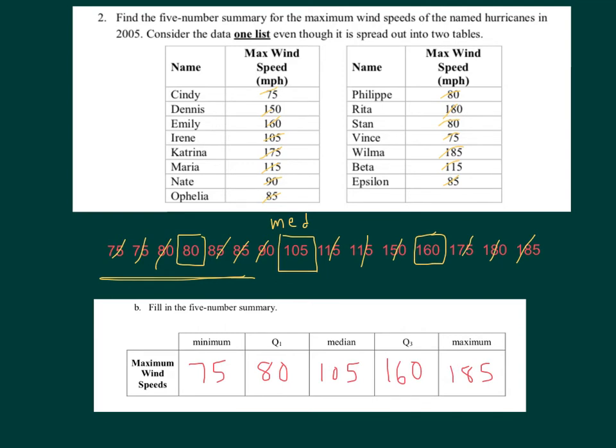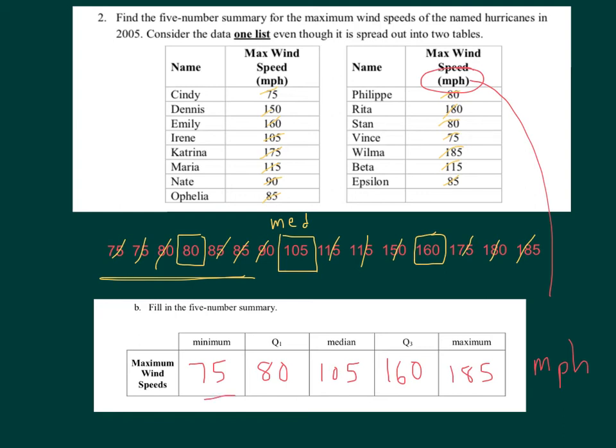Okay. Did you get the same values as I did? 160 for quartile 3, 80 for quartile 1, so on and so forth. And these are wind speeds, so I'm guessing that these are in miles per hour. And rather than guess, we can look up here, and that is true. So I always just like to put the units over on the right to keep this in context. Maximum wind speeds for named hurricanes of 2005, right?